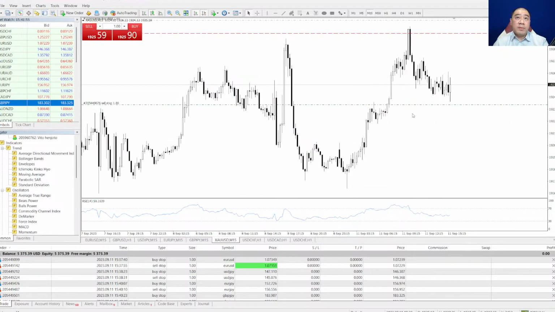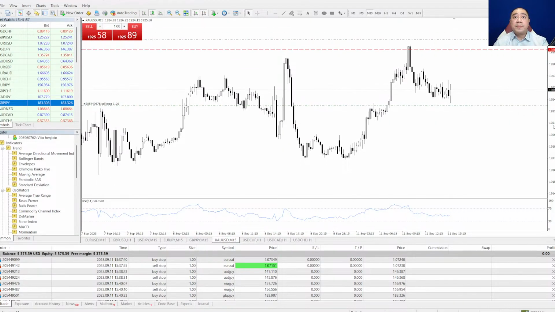If you go into the 15-minute time frame, you'll actually be able to see it, right? So we just created a little bit of a range. I want it to be a little bit lower, maybe about 1920. That's where we actually want to short it.